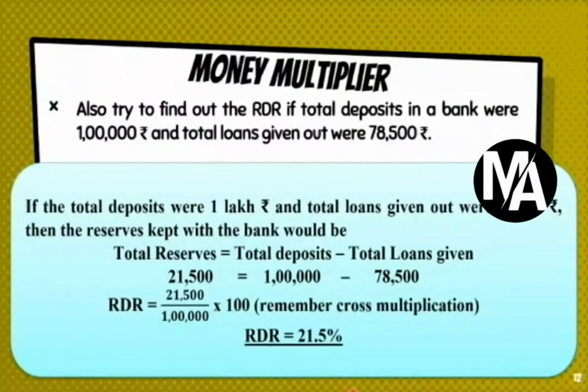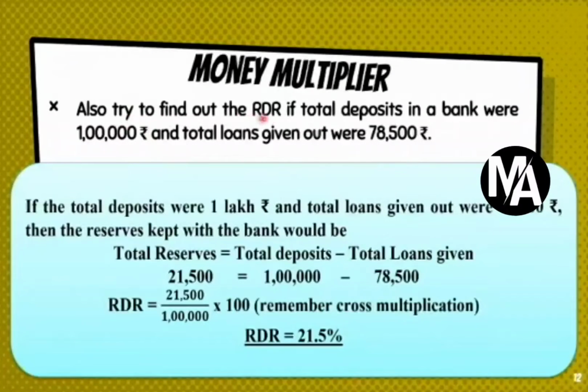In the next mathematical problem, also try to find out the RDR if total deposits in a bank were 1 lakh and the total loans given out were 78,500. So once again, I'm writing this down. The total deposits are 1 lakh rupees. The total loans given out were 78,500 rupees. So the reserves of the bank will be 1 lakh minus 78,500. So 1 lakh minus 78,500 is 21,500. And this is the reserve kept.